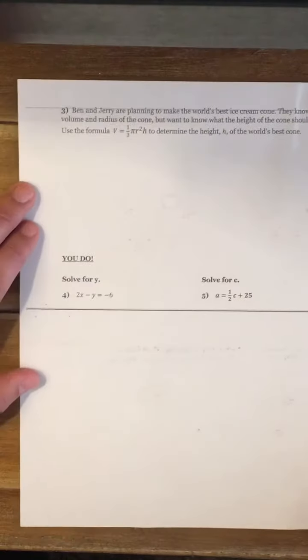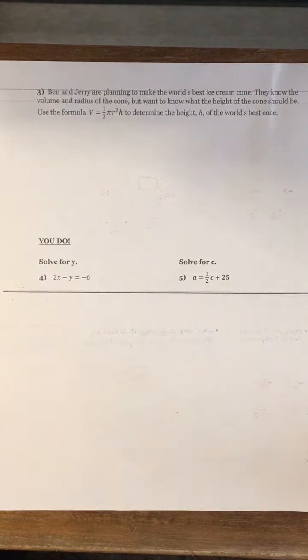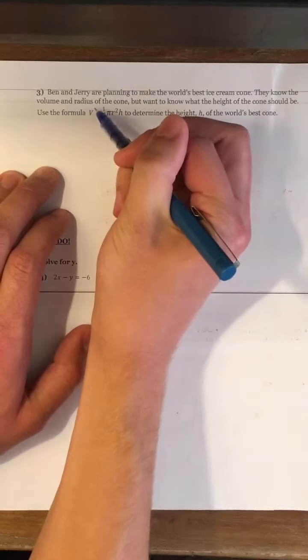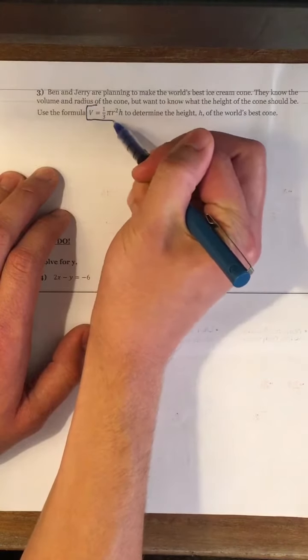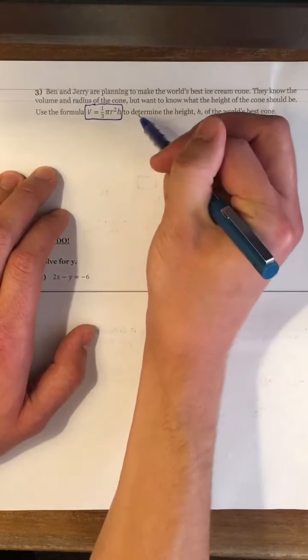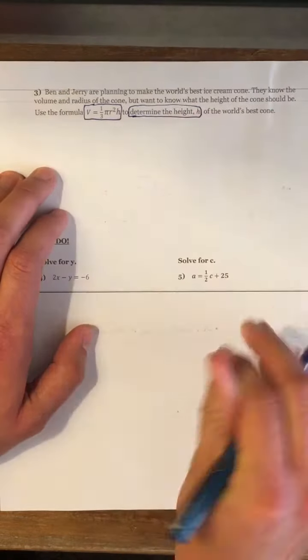Moving on to the backhand side. Again, we have a word problem here. I'm not going to read through it. The two important things that I have to note are the formula that I'm given, so this formula right here, and then I'm trying to determine the height. So I'm trying to solve for the variable h.